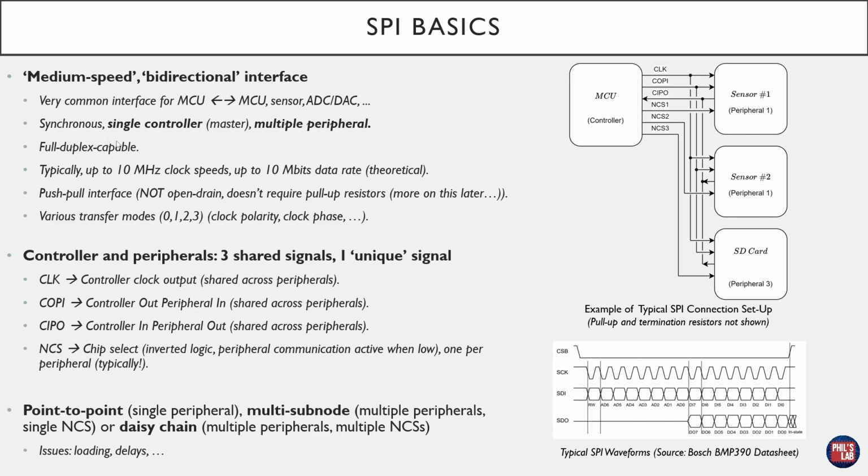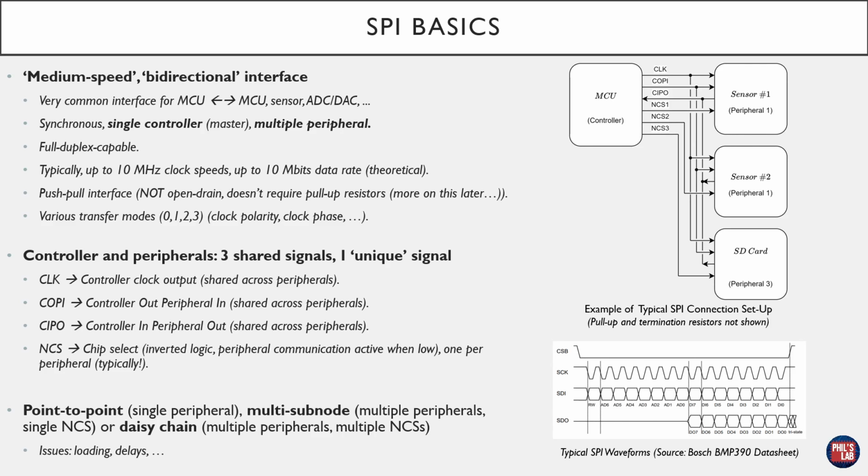Typically, the configuration is that we have a single controller. This is called the master, or typically was called the master. These days it's called the controller, with multiple peripherals. We can see this on the right-hand side, where we have one microcontroller, for example, the controller, hooked up to various peripherals. These could be sensors, SD cards, and more. SPI is typically, if the controller and the peripherals allow, of course, full duplex capable, meaning we can send and transmit at the same time.